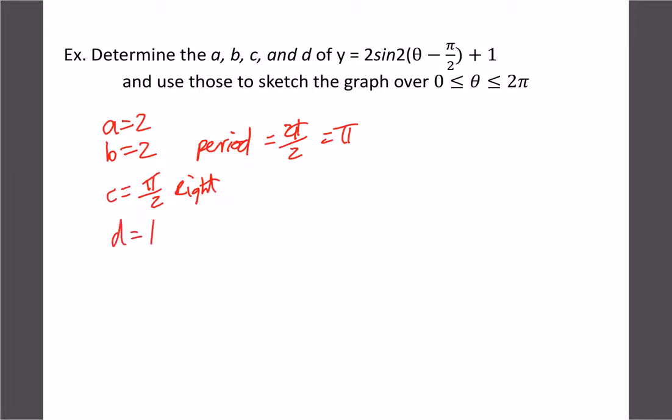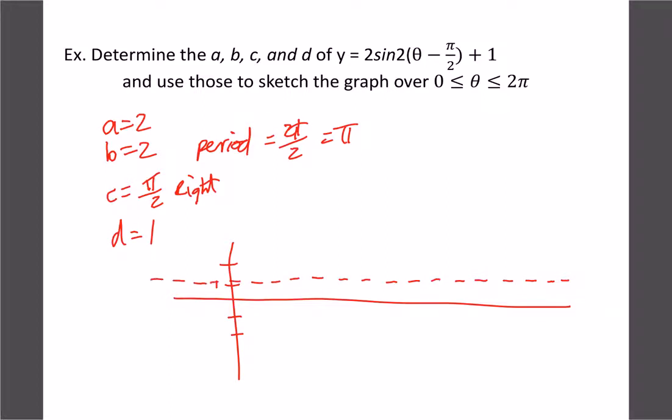And we have a D of 1, so we're going up 1. When you're drawing these, it's usually a good idea, I would say, to put the midline in first. We didn't on the last one, but let's try it this time. So we have a midline of 1, so we know that our graph's going to be shifted up, so let's draw that midline at 1.